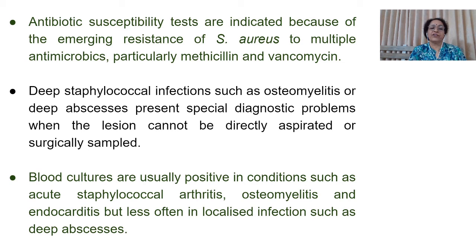Blood cultures are usually positive in conditions such as acute staphylococcal arthritis. That is, from samples from bone marrow in case of osteomyelitis, from joints in case of arthritis, or from blood in case of bacteremia, one can culture them easily. In case of endocarditis, the same, one can use blood cultures, but less often in case of a localized infection such as deep abscesses.